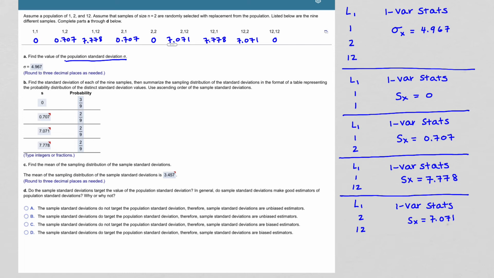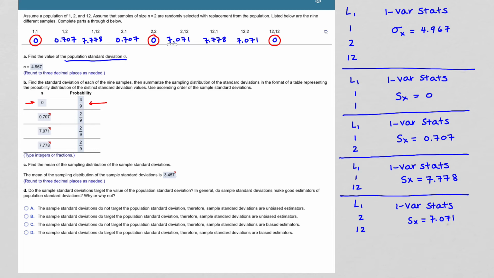Okay, so now I have all the sample standard deviations. And the idea is that we want to put these in order. So the smallest value is 0. And I have 3 of those. So standard deviation is 0, probability 3 out of 9.